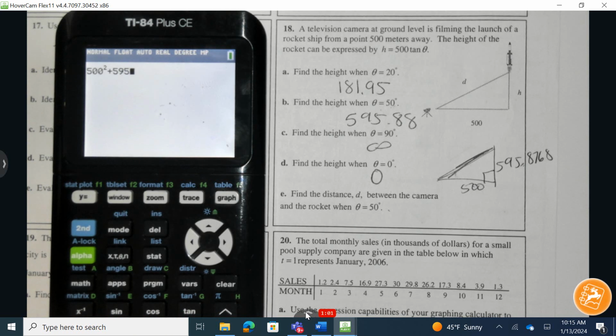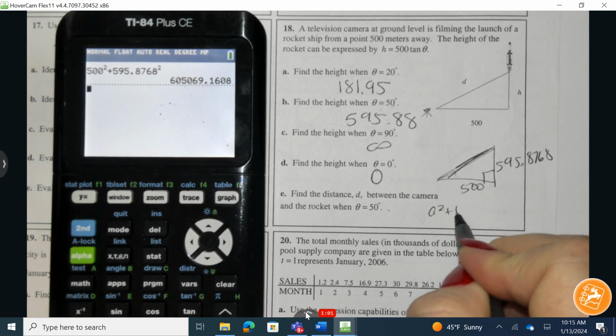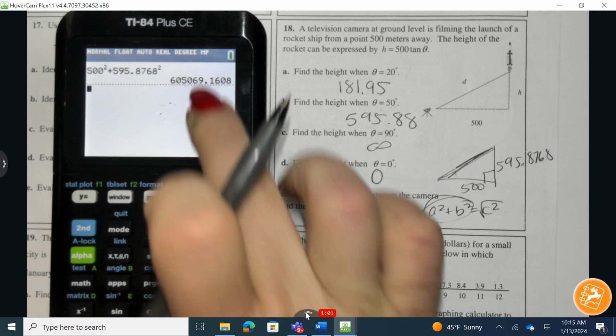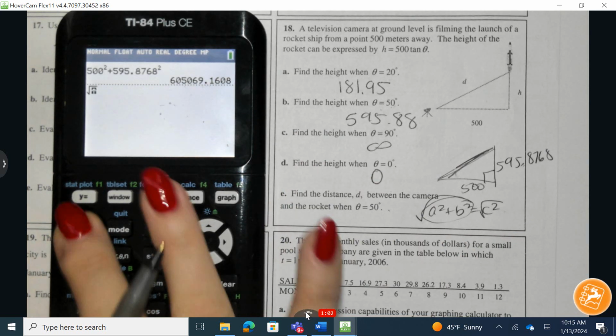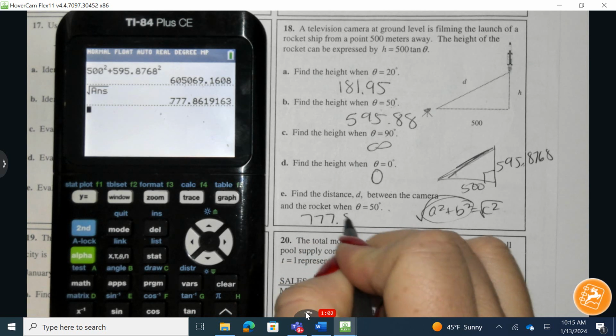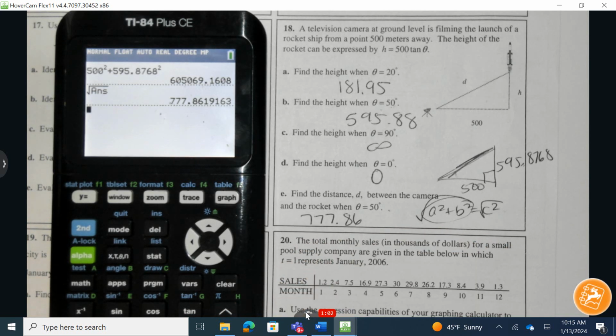plus 595.7868 squared. And remember, a squared plus b squared equals c squared. So I figured out what this is, but now I need to take the square root of this value. Square root of this value, and I have 777.86. Let's move on to number 19.